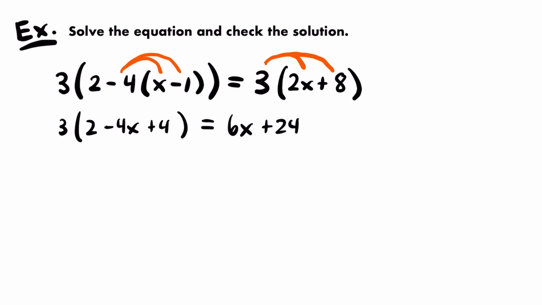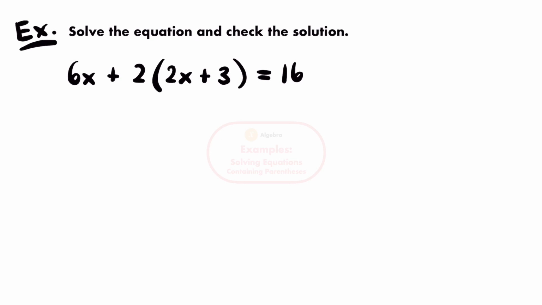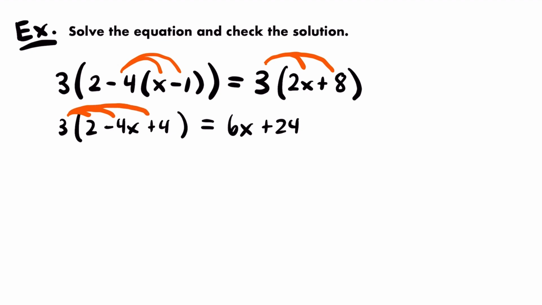All right, now we got rid of a lot of parentheses there, but we still have one set of parentheses left. So let's get rid of those by distributing 3 through this quantity. We're going to multiply 3 by all 3 of those terms. We'll take 3 times 2, 3 times negative 4x, and 3 times positive 4.